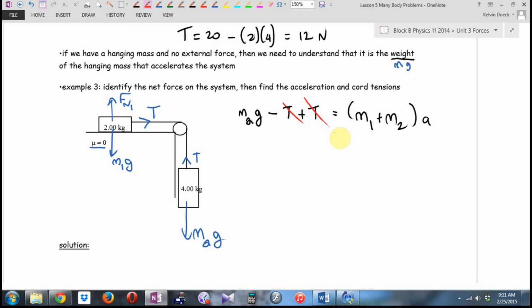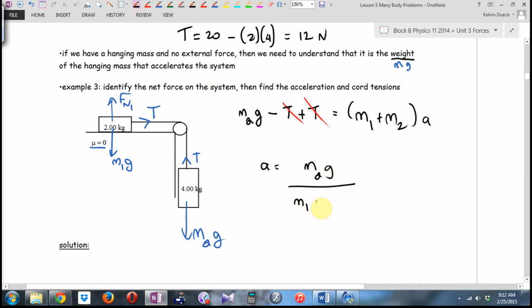What do they want me to find? Oh, by the way, it says identify the net force on the system. It's that part of the equation. So I said I take care of that in my free body diagram, so I'm not worried about that. What do they want me to find? Oh, how would I get the a by itself? Divide by the bracket. Yep. So you ready? a is going to be m2g divided by m1 plus m2.